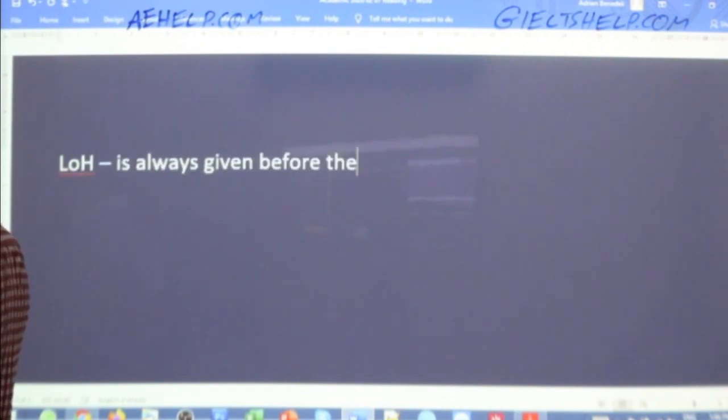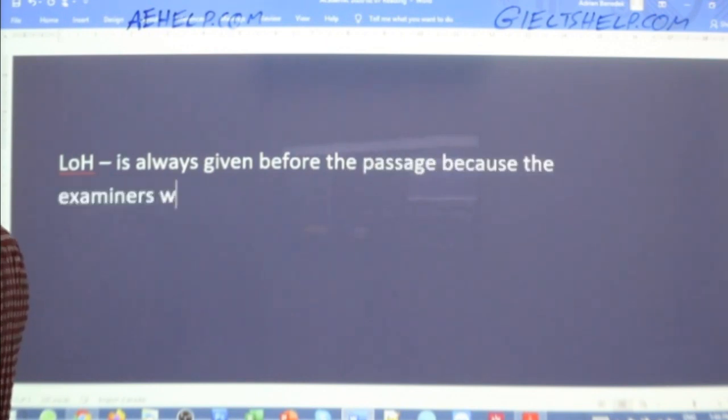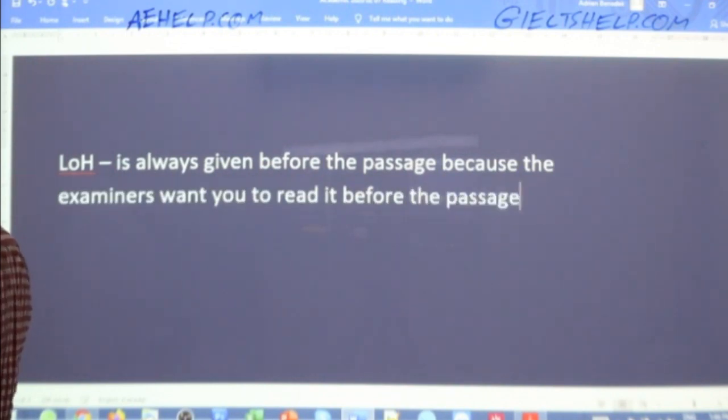Okay, so list of headings. You'll notice when you're practicing, it doesn't matter if you're using our exam books or Barron's exam books or Cambridge exam books, you'll see that list of headings is always given before the passage, because the examiners want you to read it before the passage. Why? That's a really important question here.